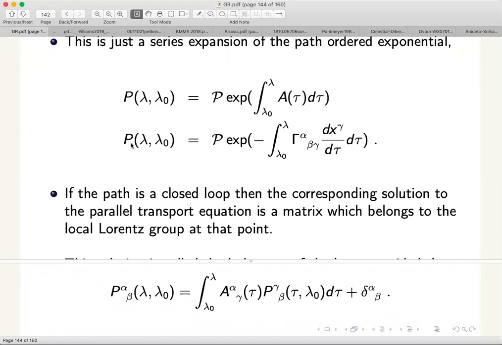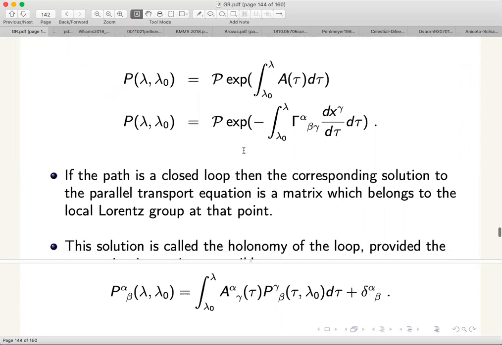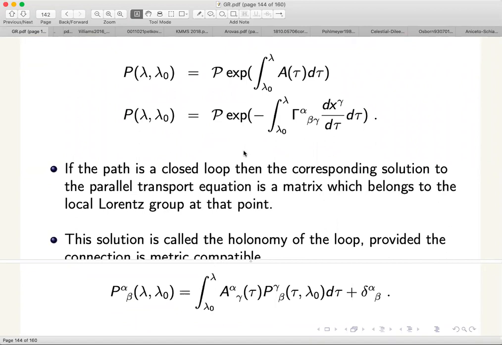So let's proceed. Instead of transporting a vector from one point to another point, we could ask, what if we consider a closed loop? If the path is a closed loop, then the parallel propagator would basically bring the vector back as you go from lambda naught to lambda. Now, lambda is of course a parameter which parameterizes the curve.